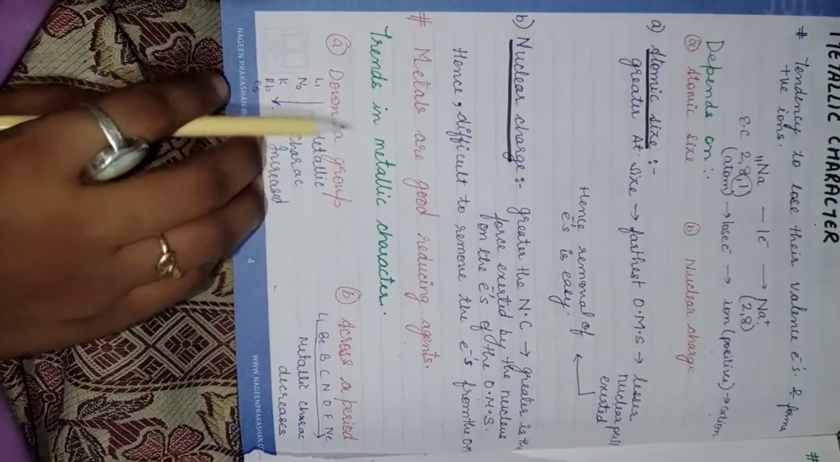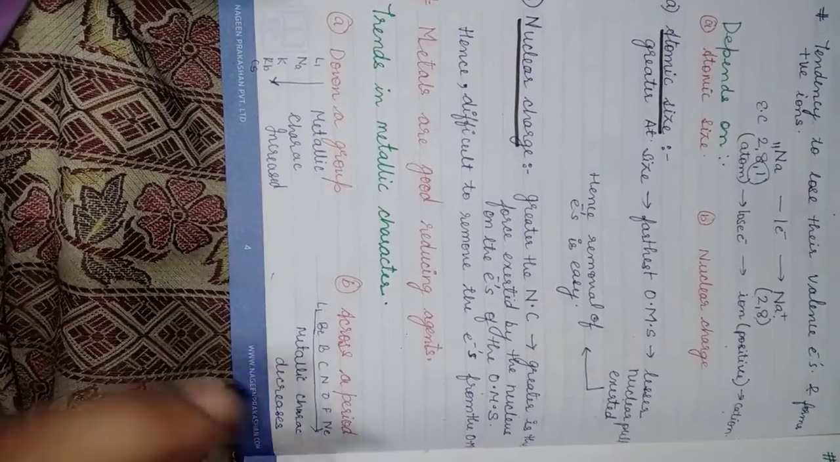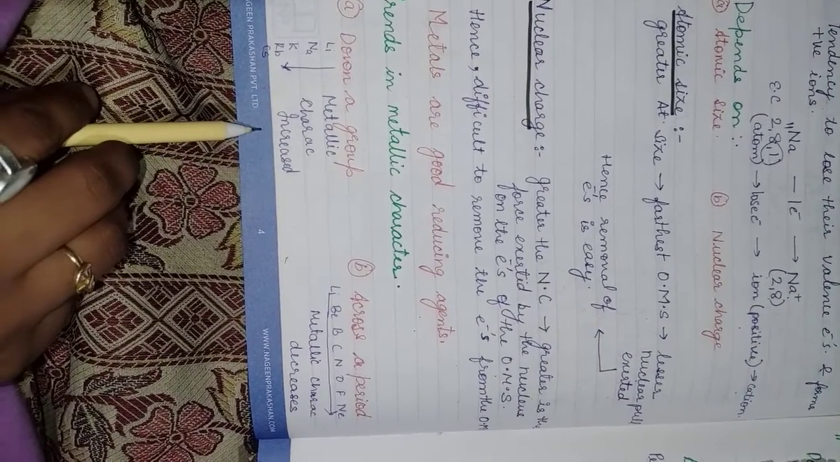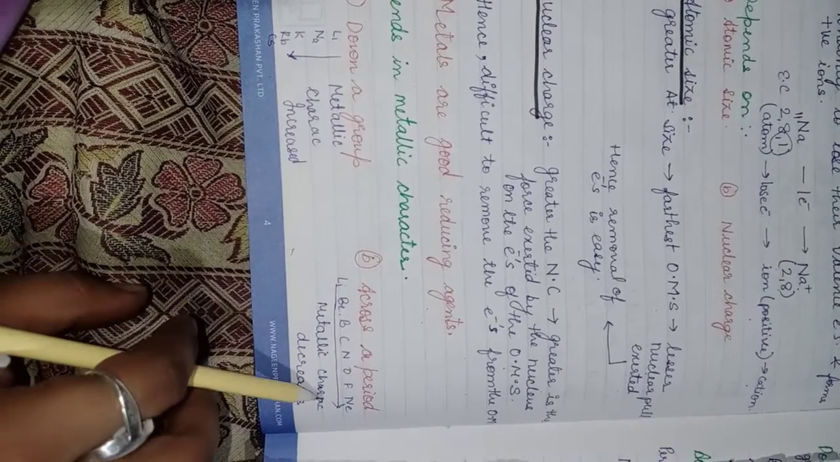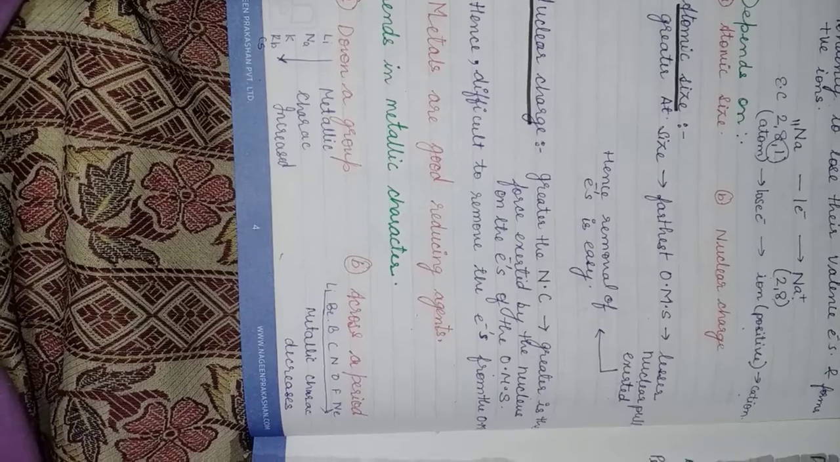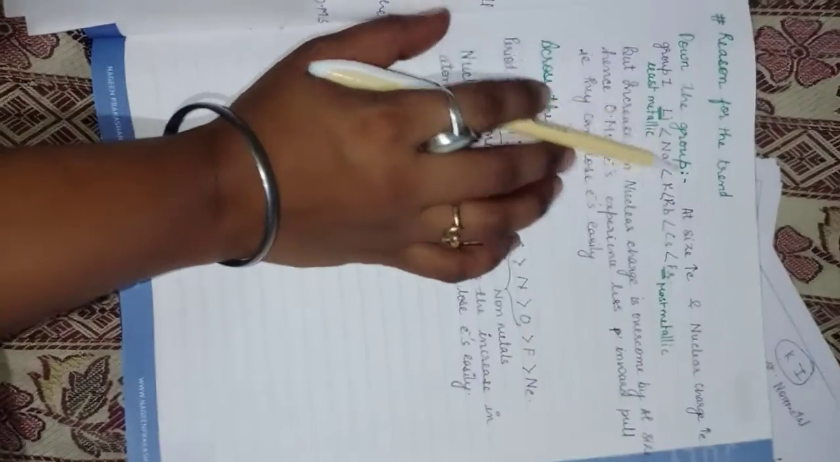Now what are the trends in the metallic character? When we go down the group, the metallic character increases and across the period metallic character decreases. Now children, we have to understand this concept also. Let us see here what is the reason for the trend.